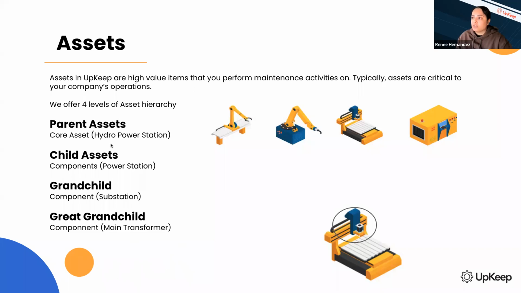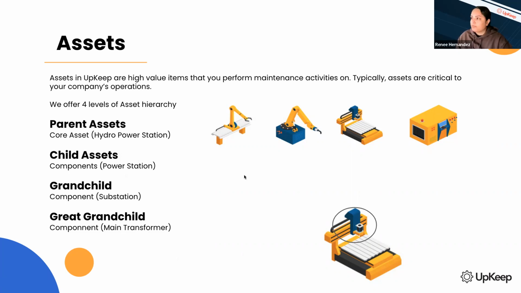So essentially what this will allow us to do is create work orders specifically for the individual components of the asset, since individually these can break down separately and costs can be different, versus the power station versus the main transformer, for example. You don't have to use the full 4 levels of asset hierarchy, but this is an available option to you as well.